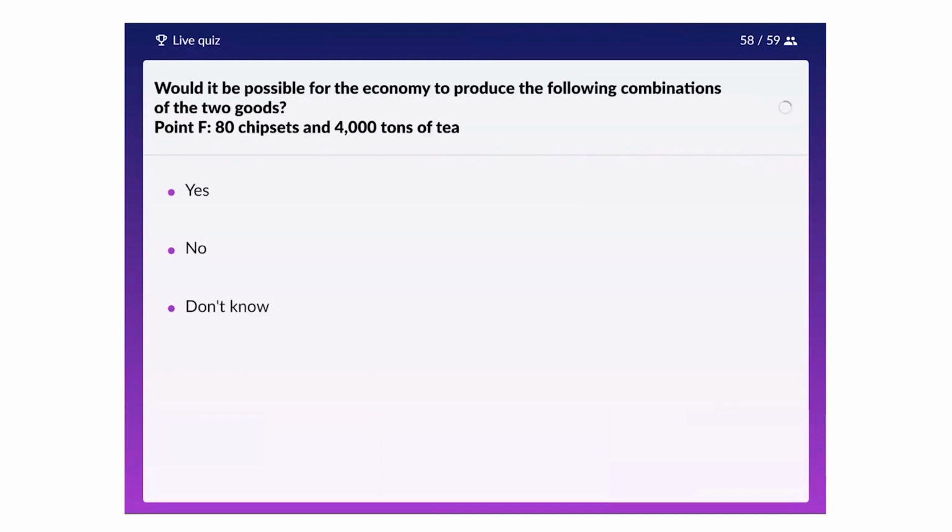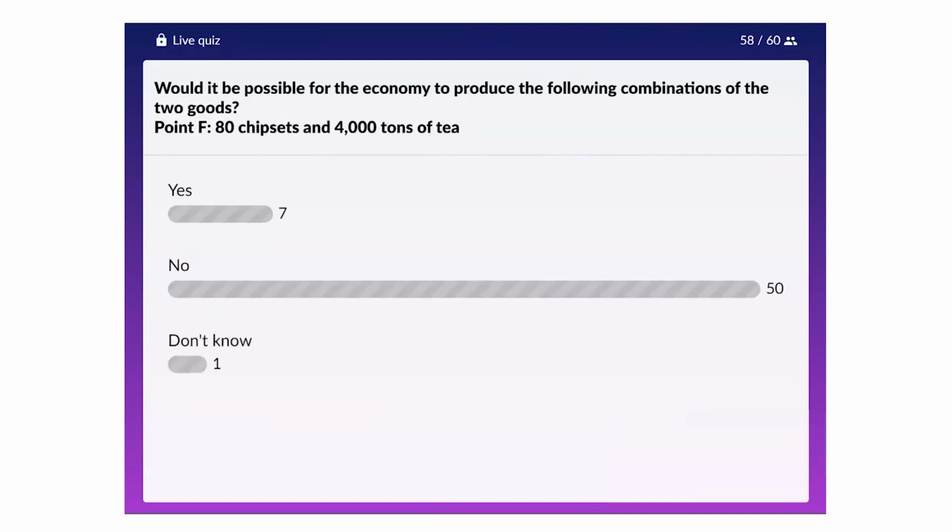Okay, so time's up. Let's look at the results. 7 of you say yes, 50 of you say no, and 1 don't know. Well, it's okay to not know. And the answer is no, it's not feasible.